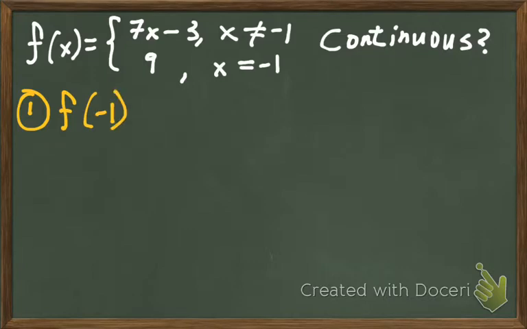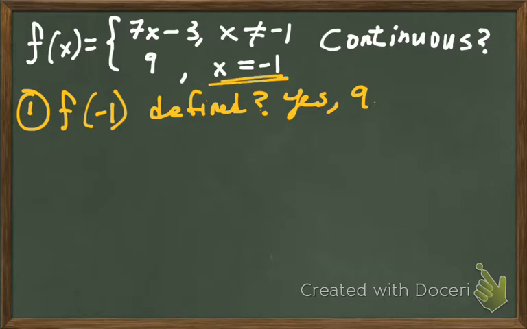Is there a value at -1? Is -1 defined? If I plug -1 into this function, is there an output? And the answer is yes. What's that output? It's 9, because -1 is the only number in this category, and 9 is the direct output in that category.